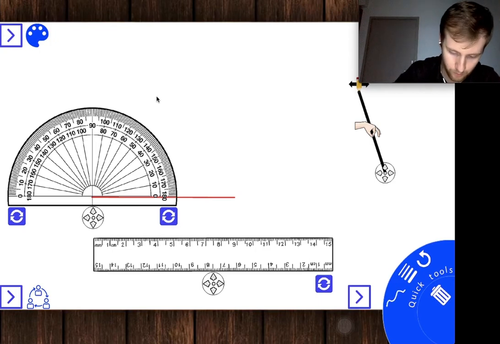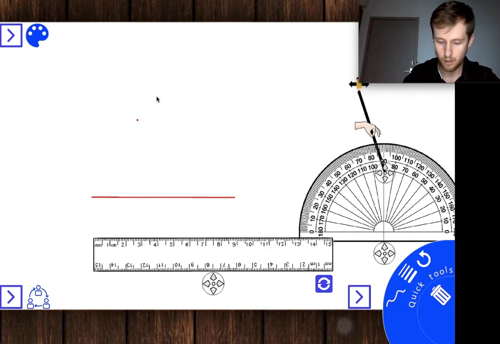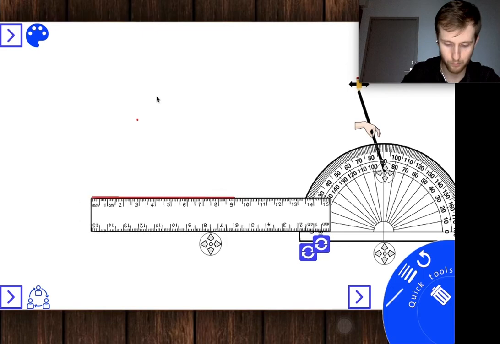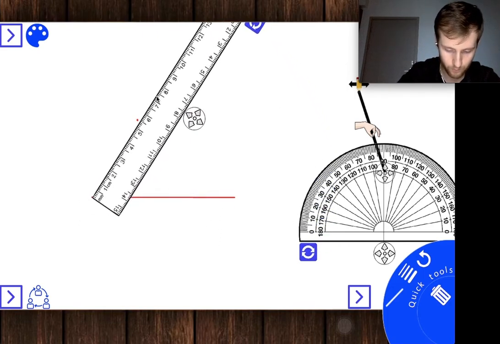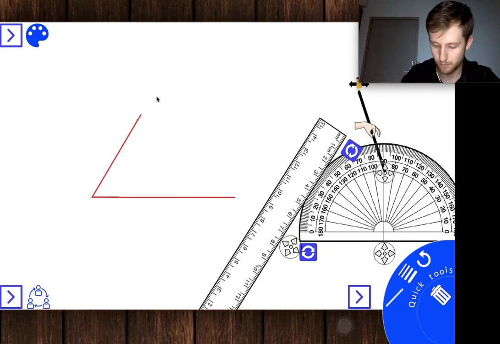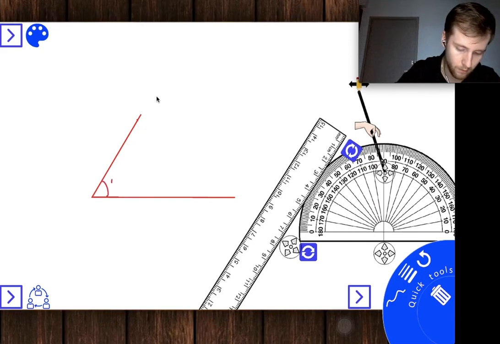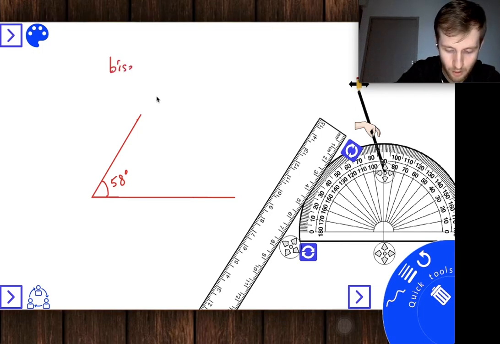So what we do is, normally if you have a protractor, you can just mark it here. You can just mark this line, 58 degrees. Then you take the protractor away, and with the help of your ruler, like this, you can draw this line. Okay, and this is going to be 58 degrees. Okay, now we have to construct a bisector of an angle.